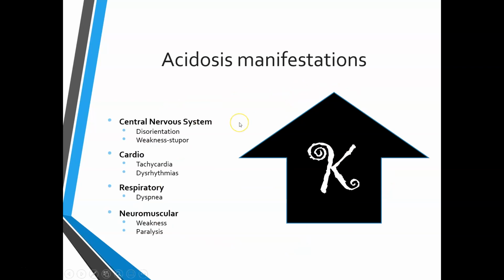So in terms of how the patient may present, they can come across as disoriented, weak. They may be tachycardic, having dysrhythmias, difficulty breathing, may have some weakness and paralysis. Also, one of your primary electrolytes that may be elevated with metabolic acidosis will be your potassium.